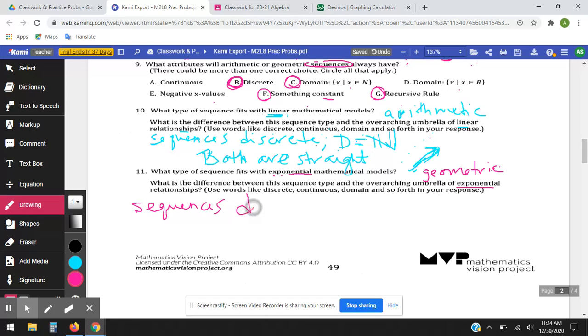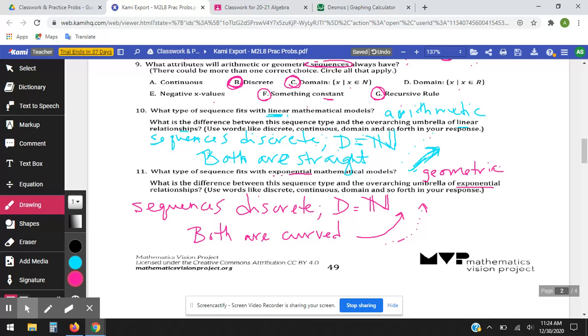Sequences, again, are discrete. They have the domain of natural numbers. And this time, when we are talking about both, they are curved. So whether we're doing a line like this or we're doing the dots, they're still going to be curved as they go around.